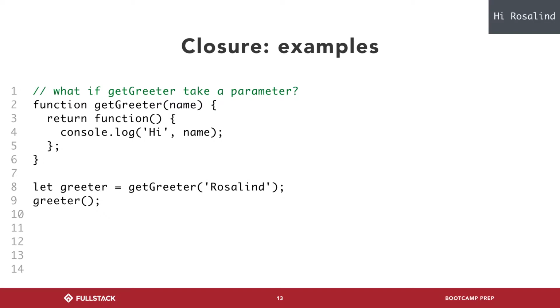Okay, anyone help Josh? It's name takes us back to... I'm sorry, Chris? Name takes us back to line 2, because when we run getGreeter, it takes us to line 3. Yep. Which is our anonymous function. Yep. And then it runs hi and then name.